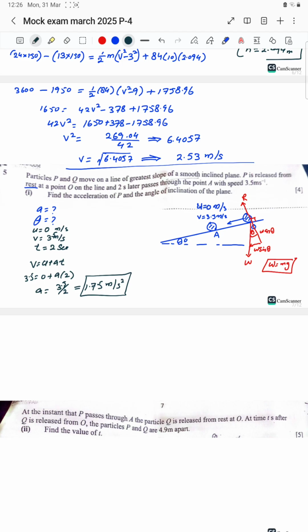Okay, now we have to find the angle of inclination of the plane. We have to find theta. We know for this case, the driving force minus the resistive force is equal to the net force.